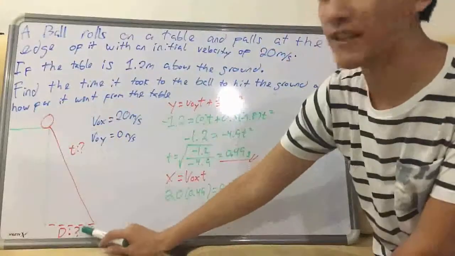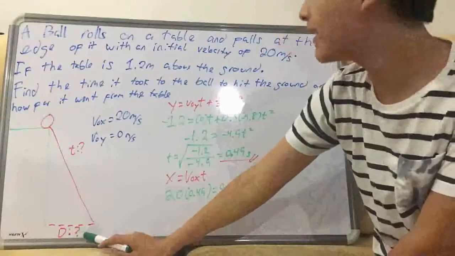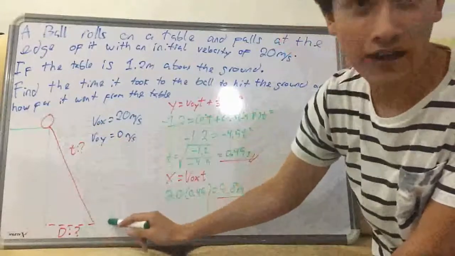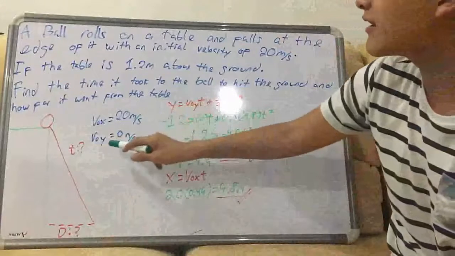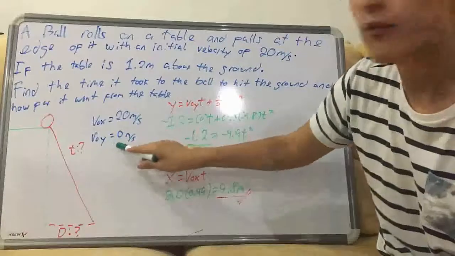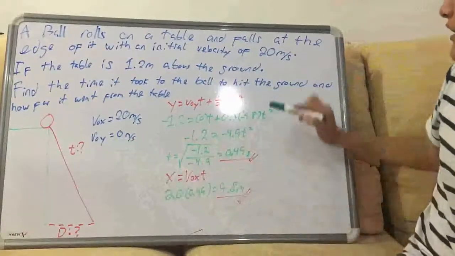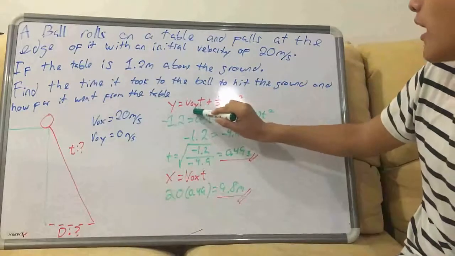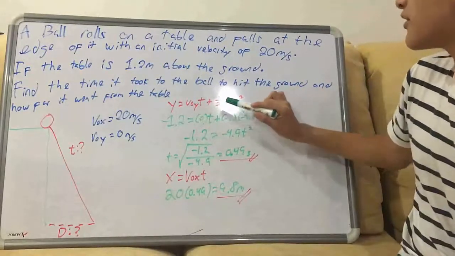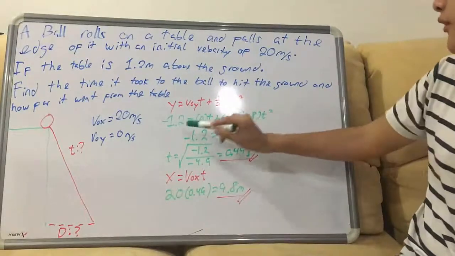It's going downwards, you have to find the distance in x, remember that, and the time it took to touch the ground. So the initial velocity in x will be 20 meters per second, and the initial velocity in y will be 0. So we're going to use this formula, and as we know the initial velocity in y and the gravity, we're just going to replace that into the formula.